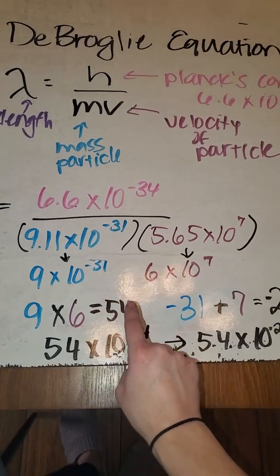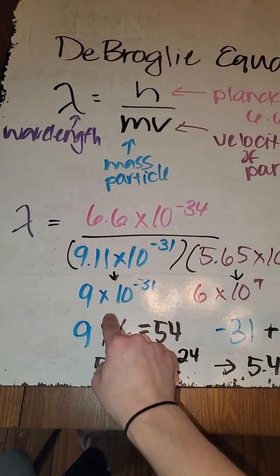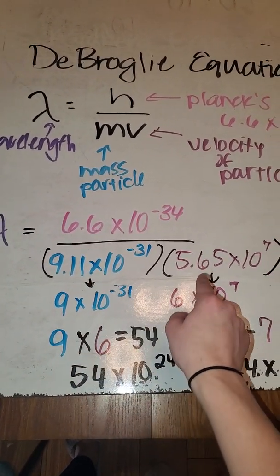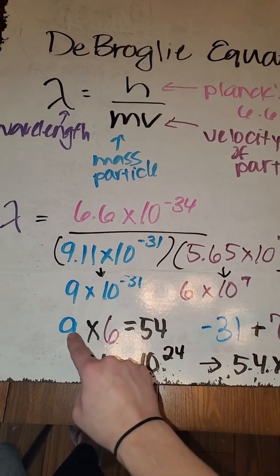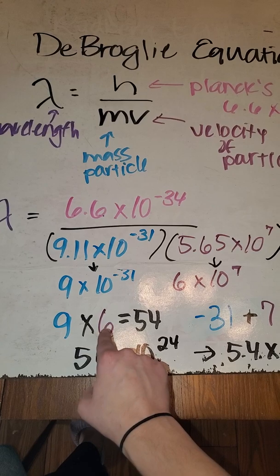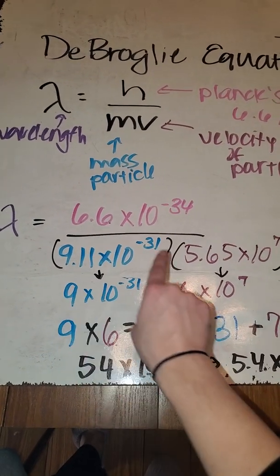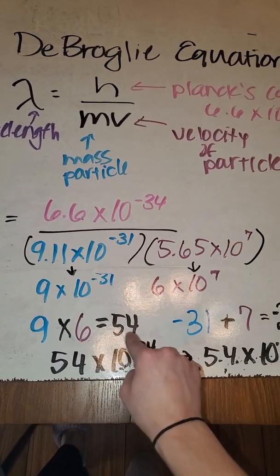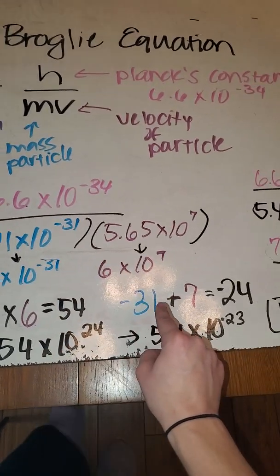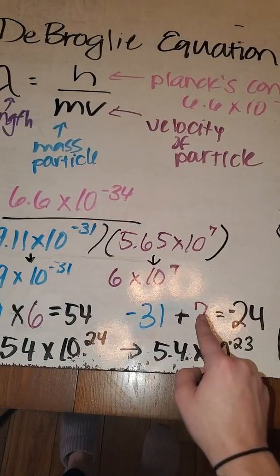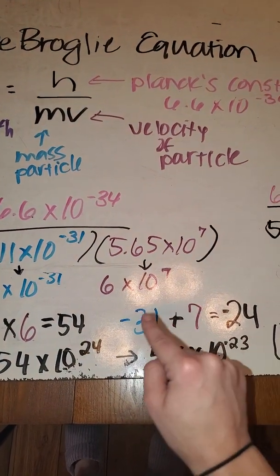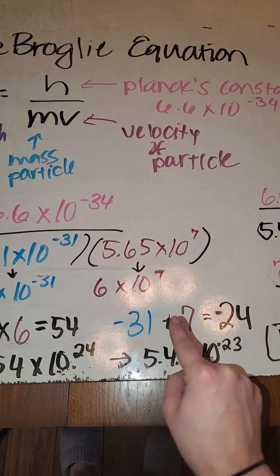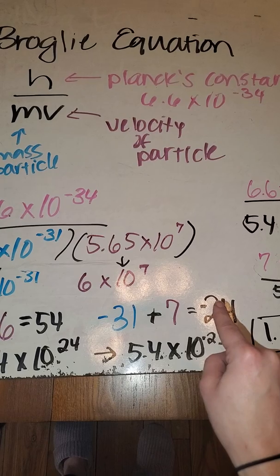Okay, so just like we normally do, when we're multiplying, we're going to split them down where the times symbol is. And we're going to break them into two parts. So 9 times 6, the 9 from here and the 6 from here, gives us 54. Then we're going to take our exponents. So remember, if we're multiplying exponents, we are really adding them. So negative 31 plus 7 gives us negative 24.